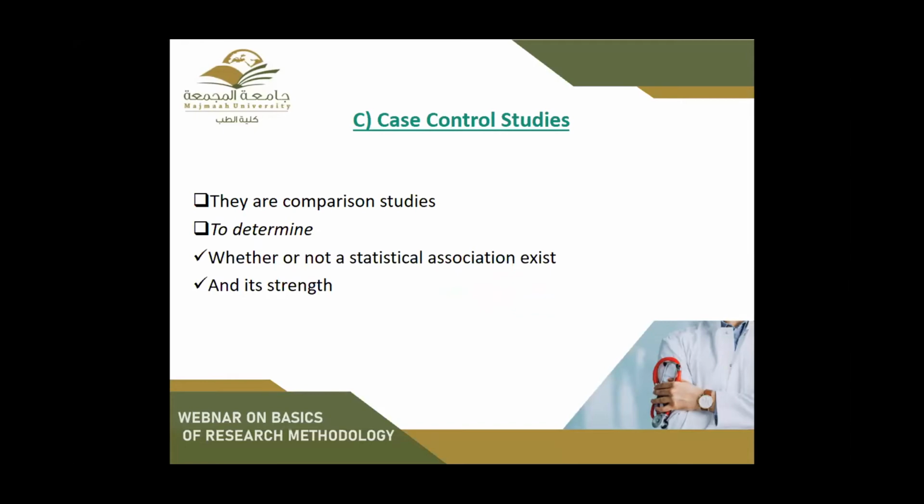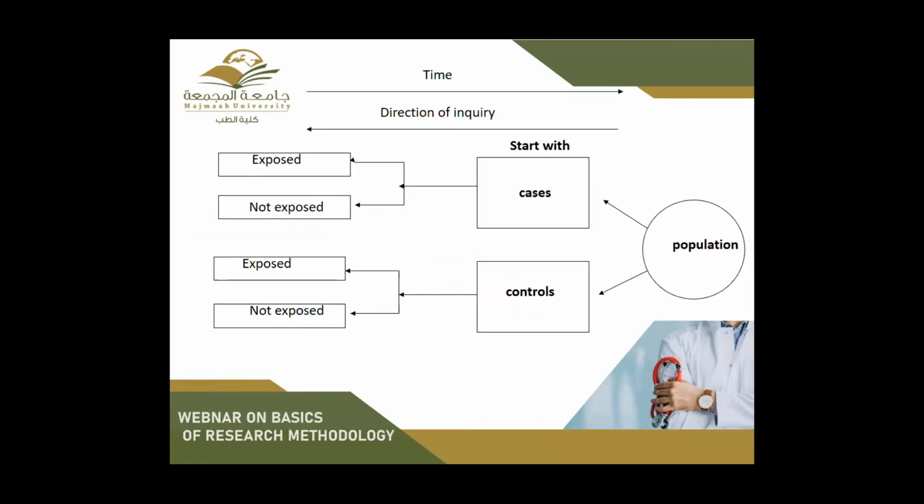Number 3 is the case control study, and this is a comparison study. It is to determine whether or not a statistical association exists, and if there is an association, how strong it is. It is called the case control study. This is the graph of what I will do. It's also called retrospective. And why?